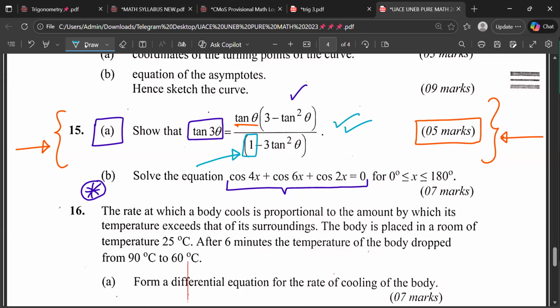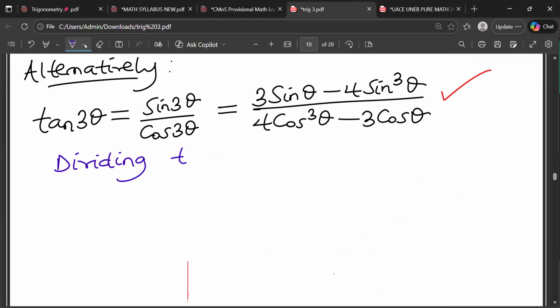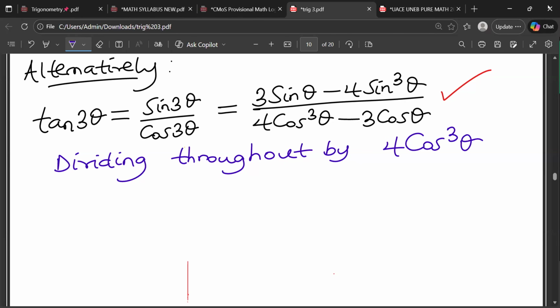Who can unmute and tell me what can I divide throughout with to create a 1 there? Which statement can I have there? What am I dividing throughout with to come out with a 1 there? Yes, Gladys Gift. Doctor, you're going to divide through by 4 cos 3 theta. 4 cos 3 theta, are you sure? No, it's 4 cos cubed theta. Thank you. That is it.